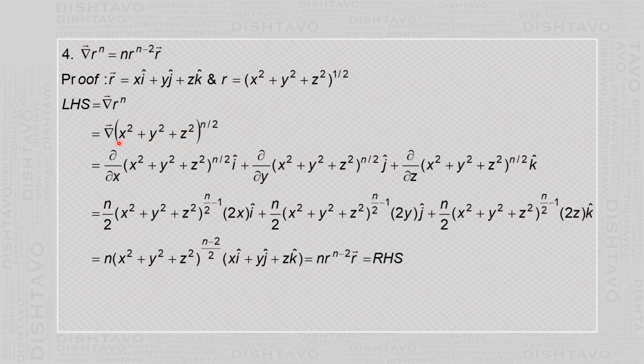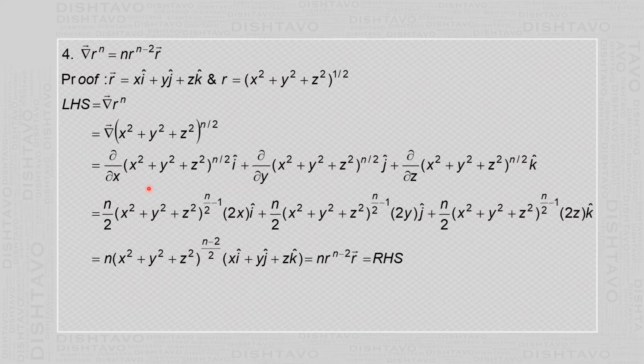This vector del of this is a scalar function. So it is called the grad of this scalar function, which is x square plus y square plus z square raised to n by 2. We use the formula for the gradient, which is dou by dou x of that scalar function into i cap plus dou by dou y of this scalar function into j cap plus dou by dou z of that scalar function into k cap. Now let us try to evaluate this first term.